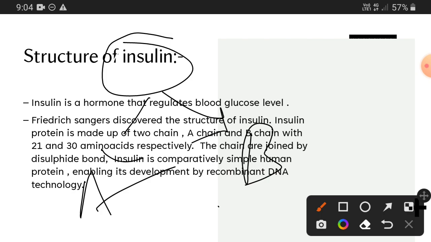Now we are going to see the structure of the insulin. Not only that, we are now going to see the steps that we have to follow one by one to produce humulin. So let's discuss.